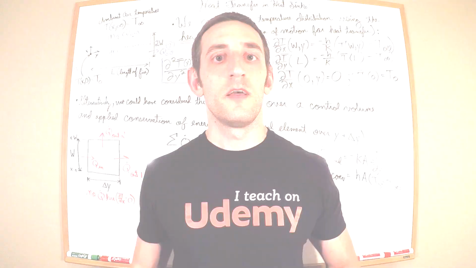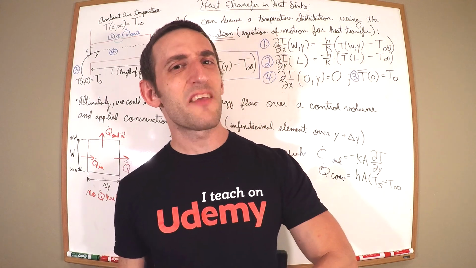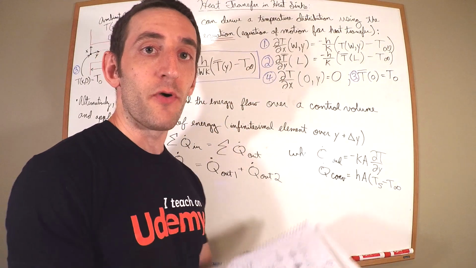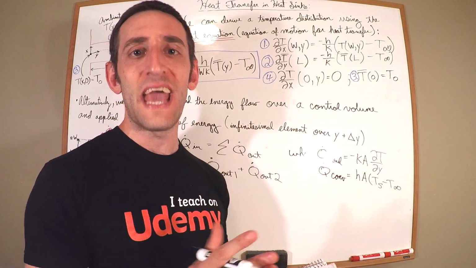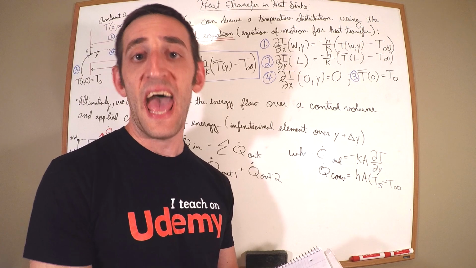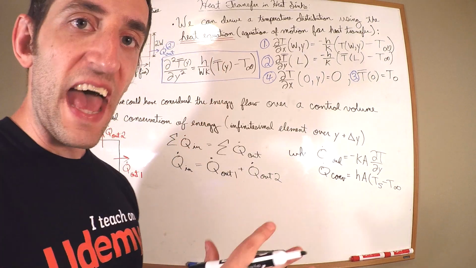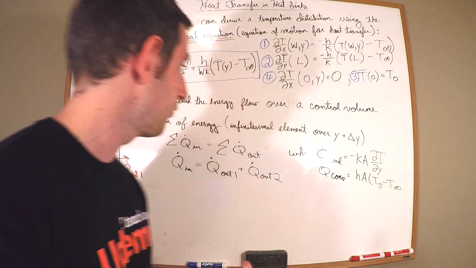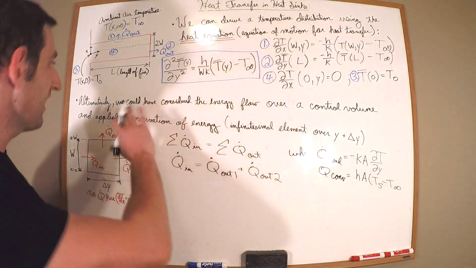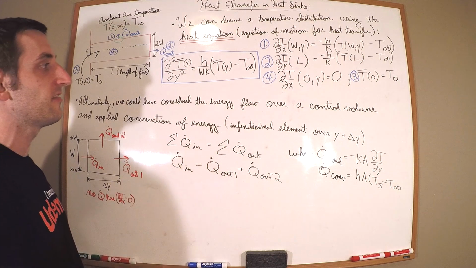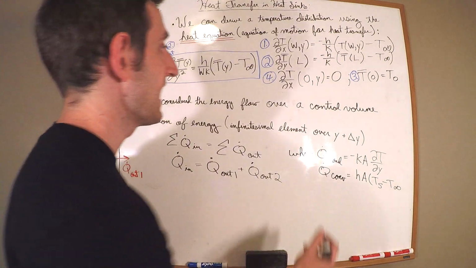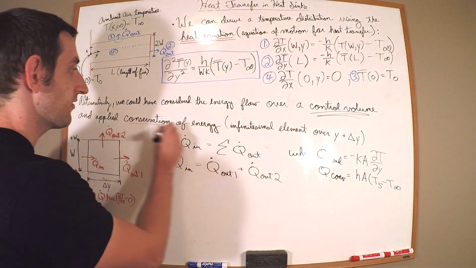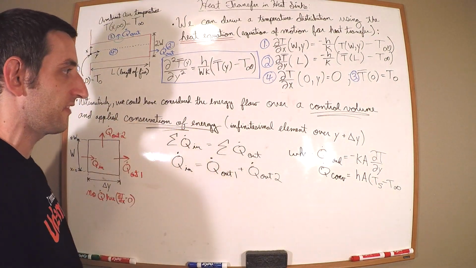Stay tuned for that. All right, to wrap up this video, tie a nice bow on it and call it done, what we're going to do is just one last approach, an alternate approach to show that you can get the same result and verify what we have derived so far. What that is known as is an energy shell balance. Okay, so we're going to say that alternatively, we could have considered the energy flow over a control volume and applied conservation of energy, classical physics ideas.